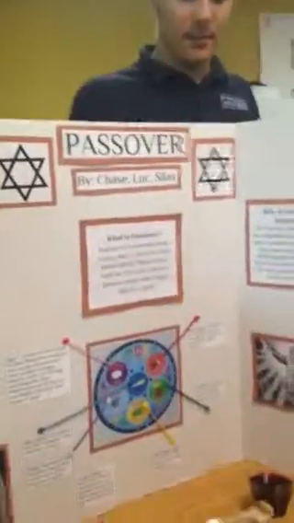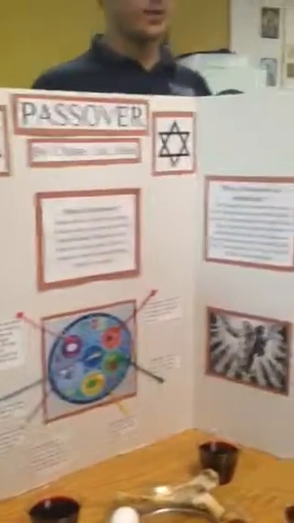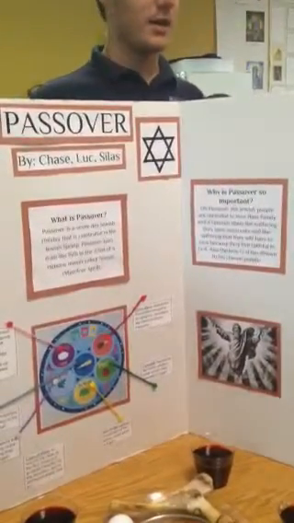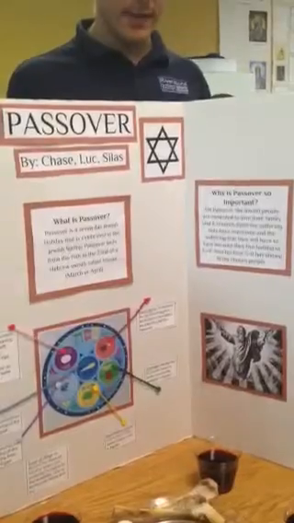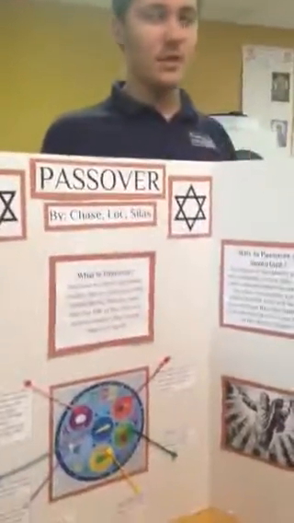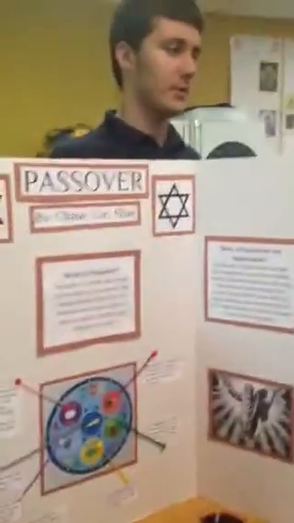The red thing on the side there is charoset. It represents the mortar that the Jews had to make bricks out of while they were enslaved. So it's got apples and walnuts and wine and sugar and cinnamon and stuff like that. And the last is the bone. So the shank bone represents the lamb offering that was brought to the temple before Passover in Jerusalem.